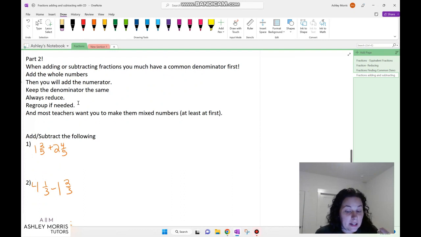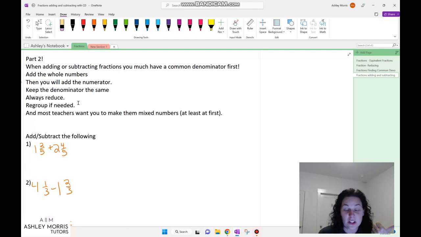So we're still going to get a common denominator if it doesn't have it, but all these have that. Then we're going to add the whole number part. We're going to add the numerator. We're going to keep the denominator the same. And these last three parts, you can kind of do them in any order. This is the order that I like.